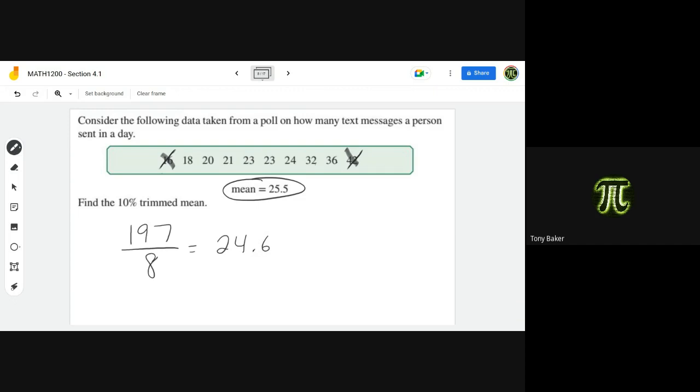No, the trim is always to both ends. Since it's a 10% trim, I'm trimming 10% from the bottom and 10% from the top. Good question. You can always ask your questions. I don't mind answering questions.